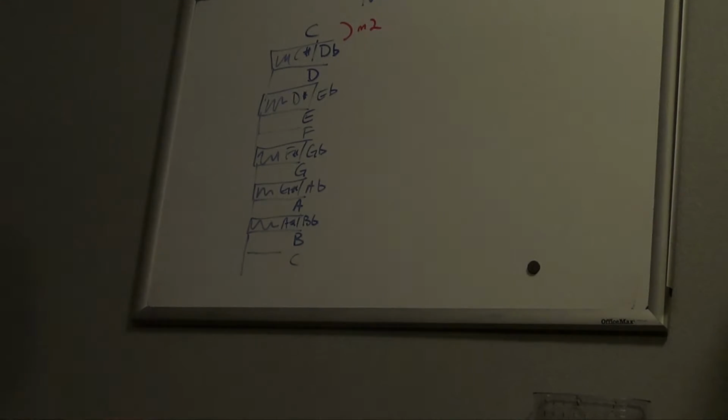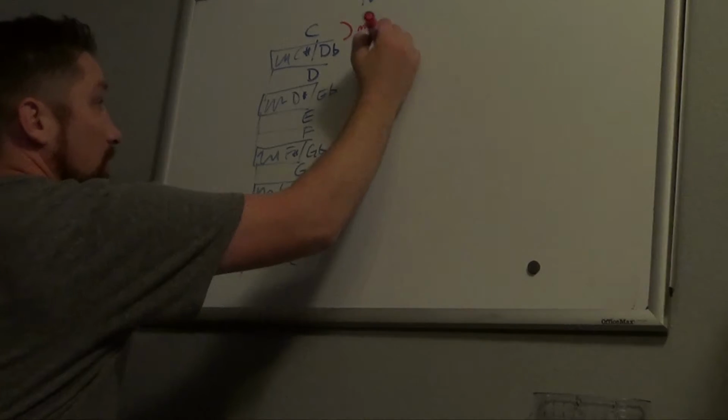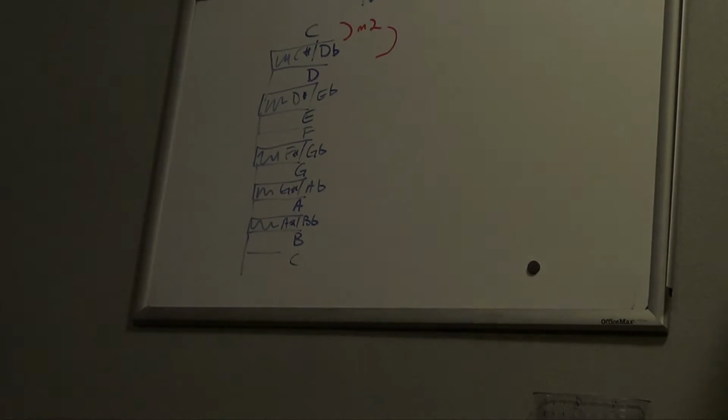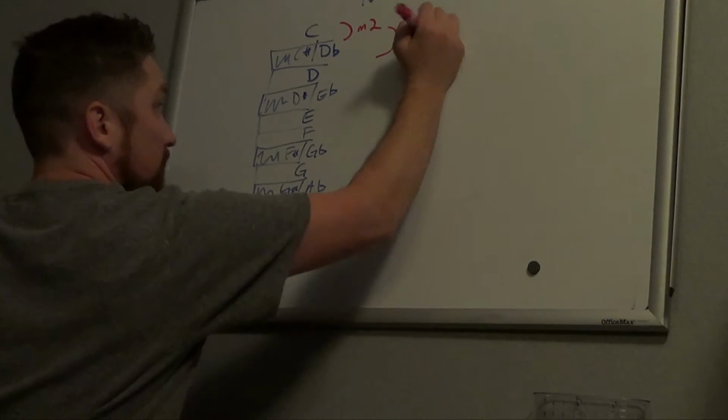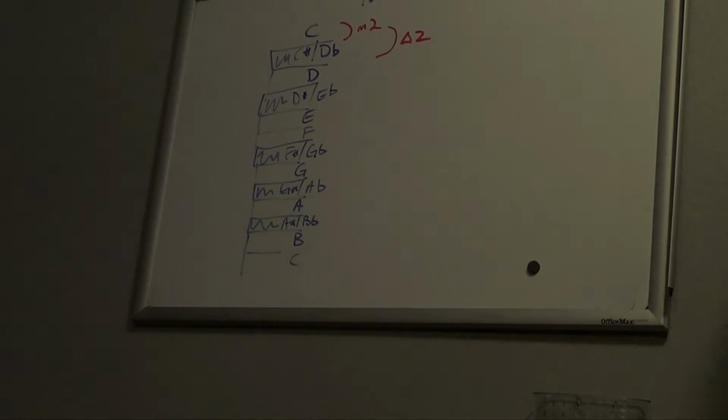Brandon, from C to D is a whole step, and what's that interval called? Major second. That's a major second. So you might see a capital M or a triangle.